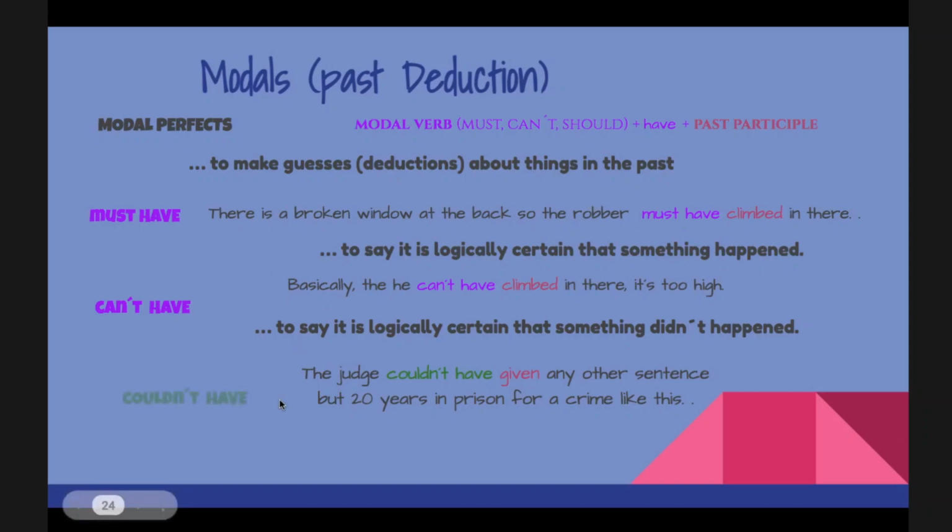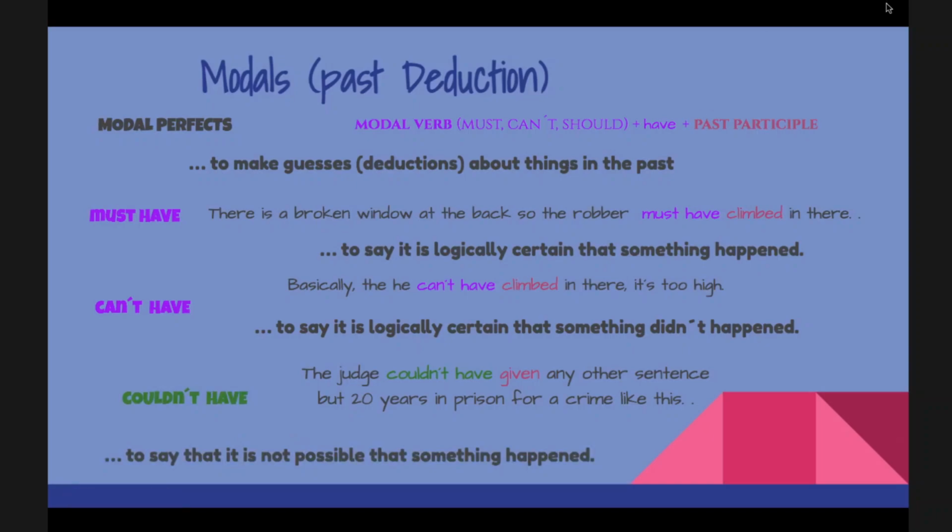Couldn't have, to say that something is not possible. Pero vean la diferencia entre lógico y posible. Okay? The judge couldn't have given any other sentence but 20 years in prison for a crime like this. No había otra posibilidad. No es posible que le hayan dado menos años por ese gran crimen que cometió. Okay? Problems, questions, or complaints up to here? Good. No, teacher. Great.